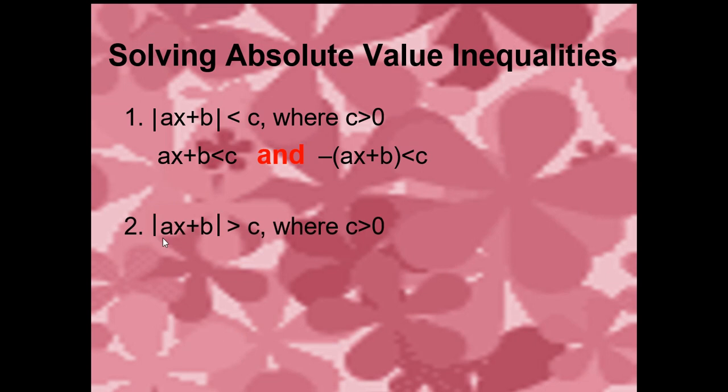If absolute value is bigger than a number c, here it's not and, it's or. So you have the same, ax plus b bigger than c, or minus ax plus b bigger than c. So when it's less, it's and. When it's bigger, it's or. Then you solve it normally and you flip the sign when you multiply by a negative number. It's exactly the same as in the inequality, and here we are back to the preceding chapter, the inequality.